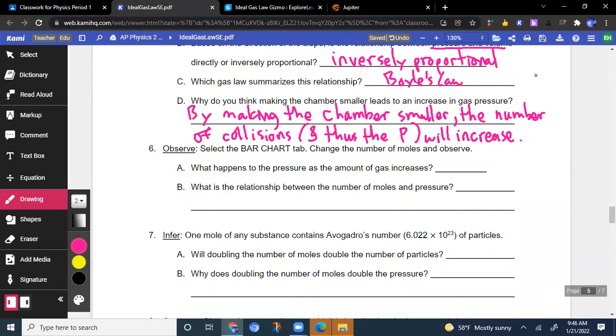Okay, in the last activity that we're going to do for part B here, you're going to select the bar chart, and we're going to change the number of moles. We're going to start all the way down at 0.2 moles, and we're going to increase the number of moles and see how that affects the pressure. Do you expect there to be more pressure if you add more gas? Okay, that's fine.